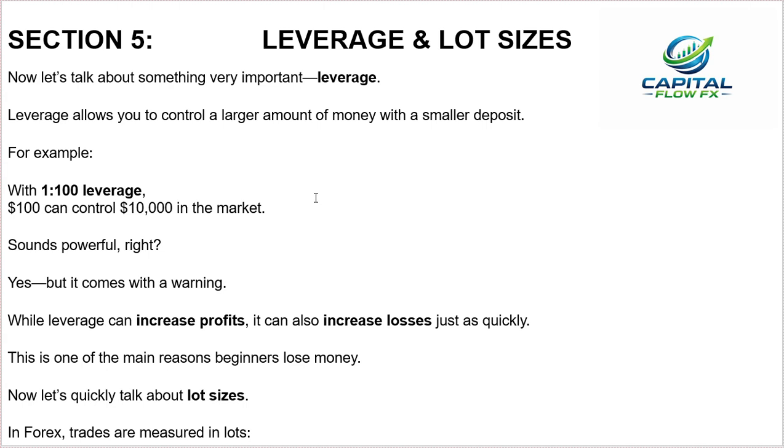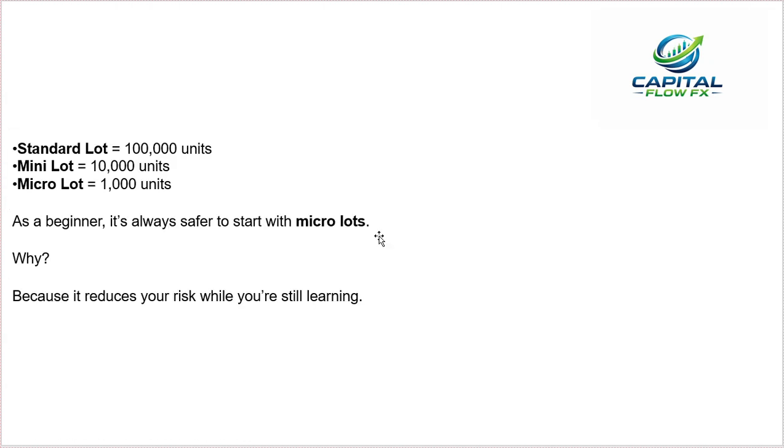Now let's quickly talk about lot sizes. In forex, trades are measured in lots. And there are 3 types of lot sizes. There is the standard lot, that is 100,000 units. Mini lot, 10,000 units. The last one is micro lot, 1,000 units.